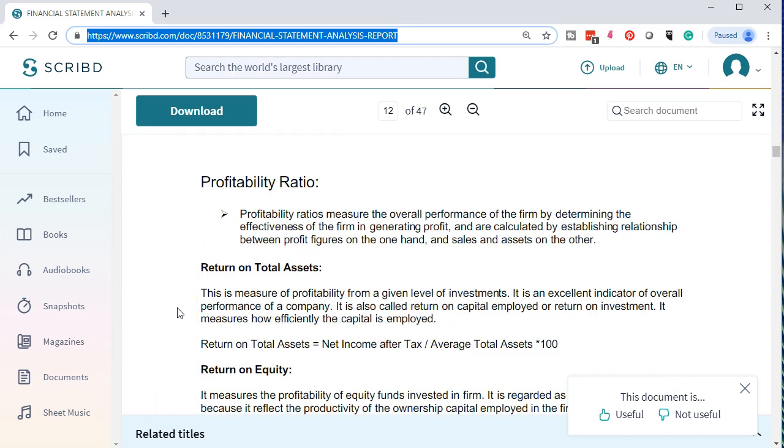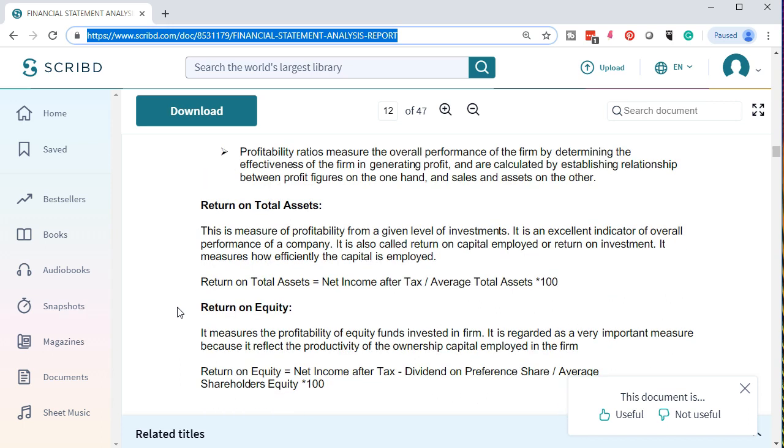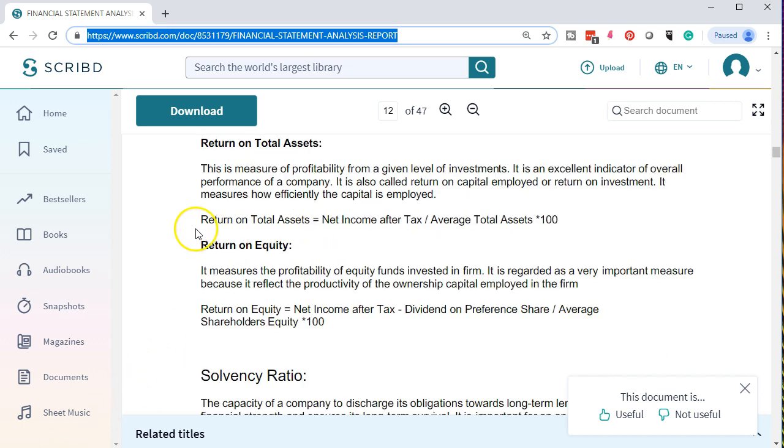Profitability ratios measure the overall performance of the firm by determining the effectiveness of the firm in generating profit, and are calculated by establishing a relationship between profit figures on the one hand and sales and assets on the other. Return on total assets is a measure of profitability from a given level of investment. It is an excellent indicator of overall performance of a company. It is also called return on capital employed or return on investment. It measures how efficiently the company's capital is employed. And then we have the formula here.